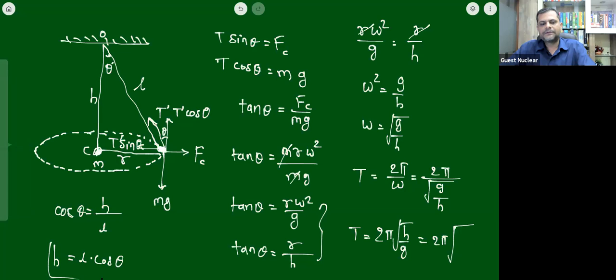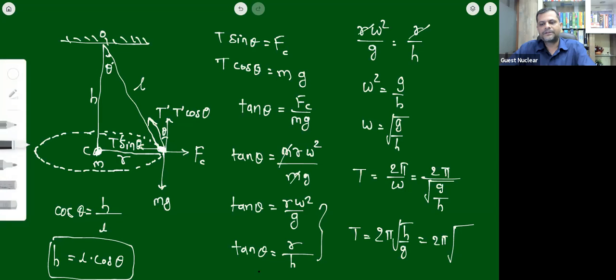So if you put this value of h in this formula, we get this simplified as root of L cos theta upon g, correct? So this is the correct formula for the period of the conical pendulum. The period of the conical pendulum is given by 2 pi root L cos theta by g.